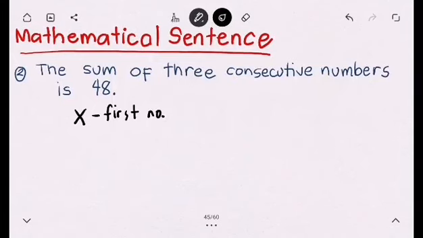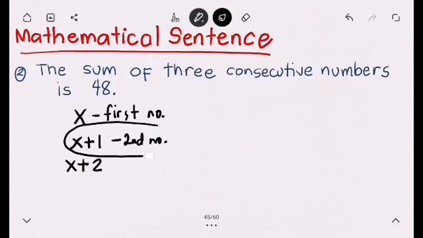So anong magiging second number natin? Kung siya ay consecutive or magkasunod na numbers, ibig sabihin, mag-i-increase siya ng 1. So ibig sabihin, yung first number natin plus 1, yun yung ating second number. Then yung ating magiging third number is x plus 2. So nanggaling siya sa x plus 1, ito yung ating second number, dagdagan pa natin ng isa. So yun yung ating magiging third number.